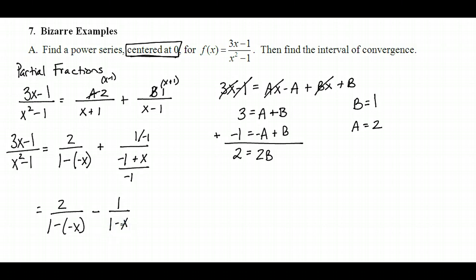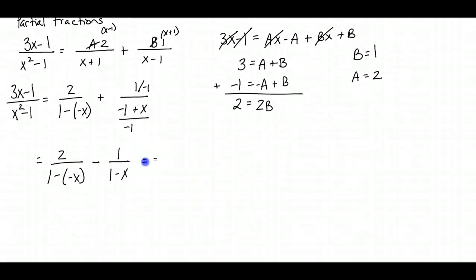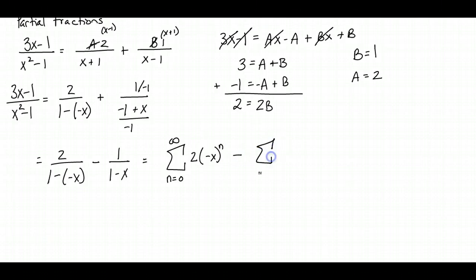All right, so now we're going to create two geometric power series, obviously one for each of our fractions. The first one, summation from 0 to infinity. Our first term is a 2. Our common ratio is negative x, to the power of n. We're going to subtract the second fraction. We have our summation from 0 to infinity. Our first term is a 1. I'm not even going to put that in there. Our common ratio is x, to the power of n.